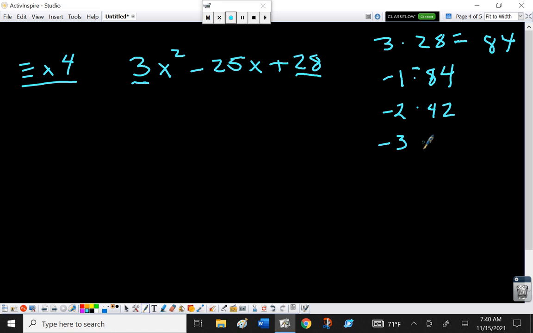Negative 3 and negative 28. Negative 4 and negative 21. Negative 6 and negative 14. Again, use your calculator if you're not sure. 8 doesn't go into it, but 7 does. 9 does not go into it. 12 does, so we're done.